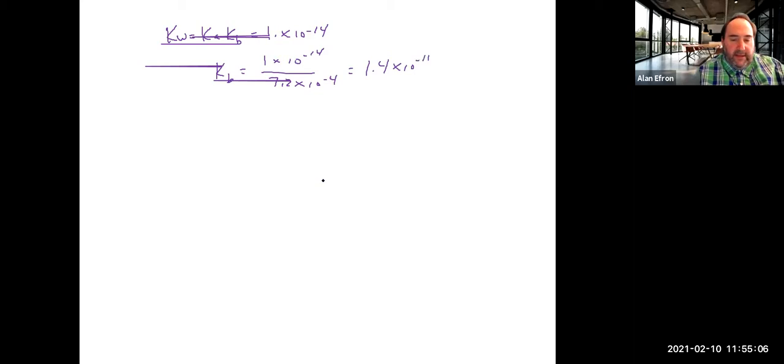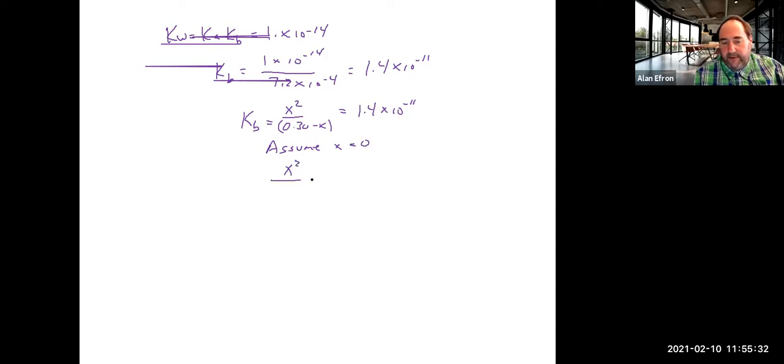That means that we could use that and go into our Kb expression. It's going to be x squared divided by 0.3 minus x, again equaling our Kb value, not the Ka value. We're going to assume that x is approximately 0. And that means that we would end up with x squared over 0.3 is equal to 1.4 times 10 to the minus 11.